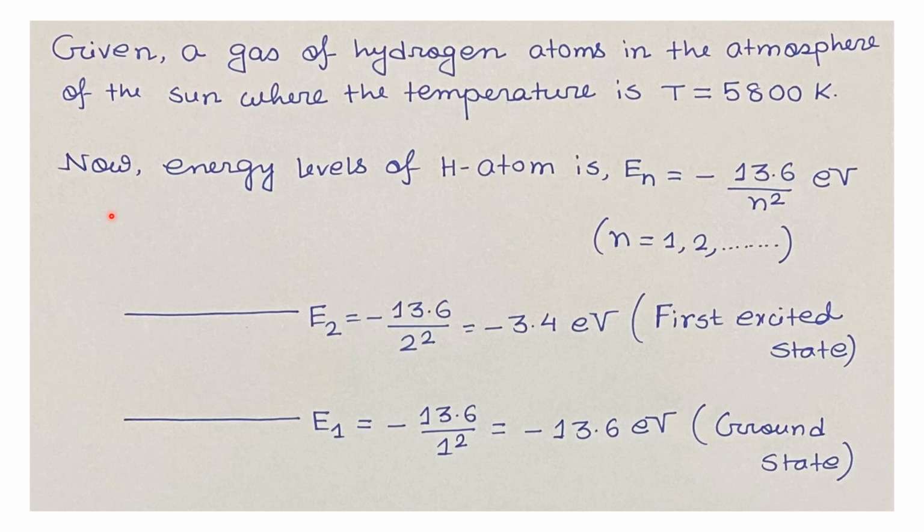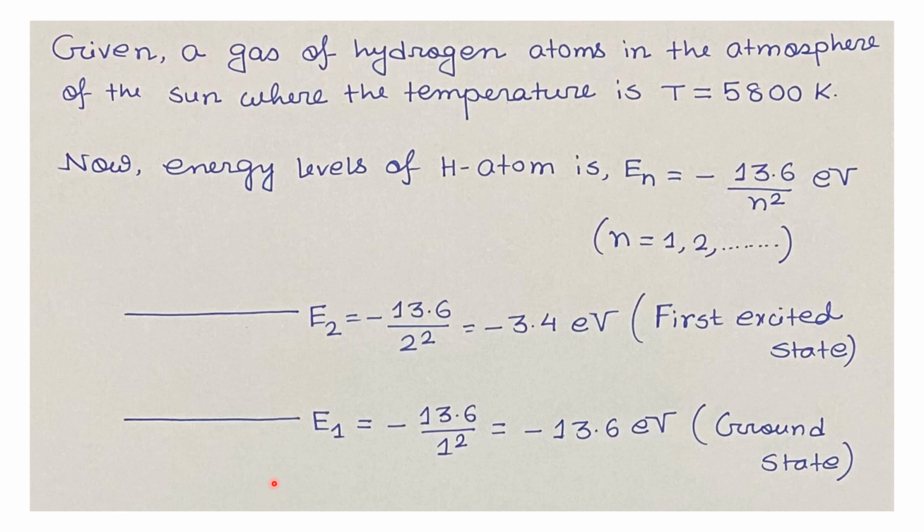Now we know the energy levels of the hydrogen atom are given by E with subscript n equals minus 13.6 divided by n square electron volt. Here n is the principal quantum number that takes the values 1, 2 and so on.